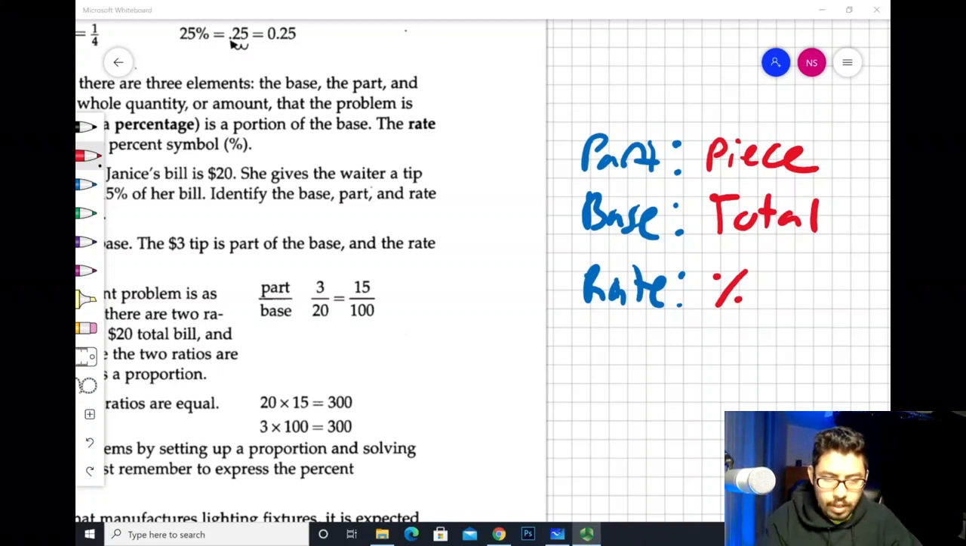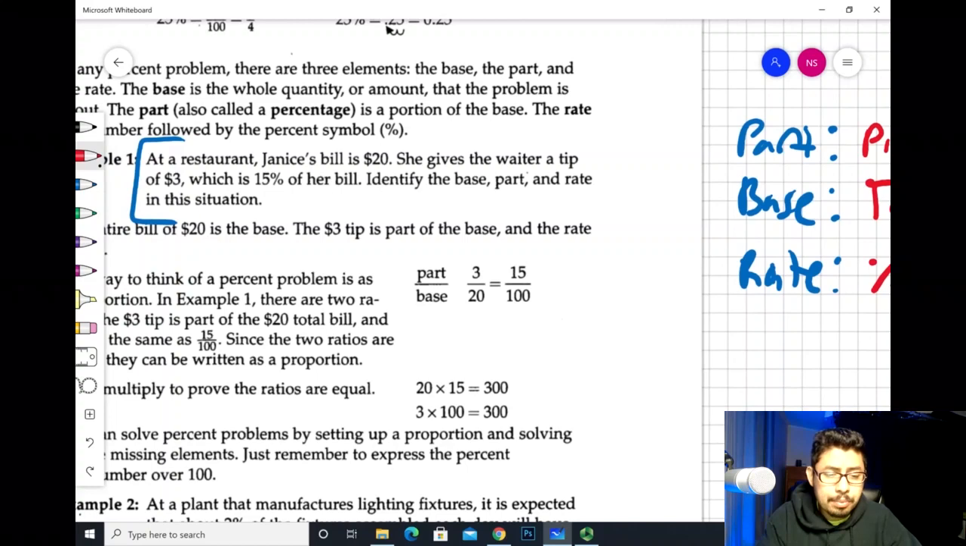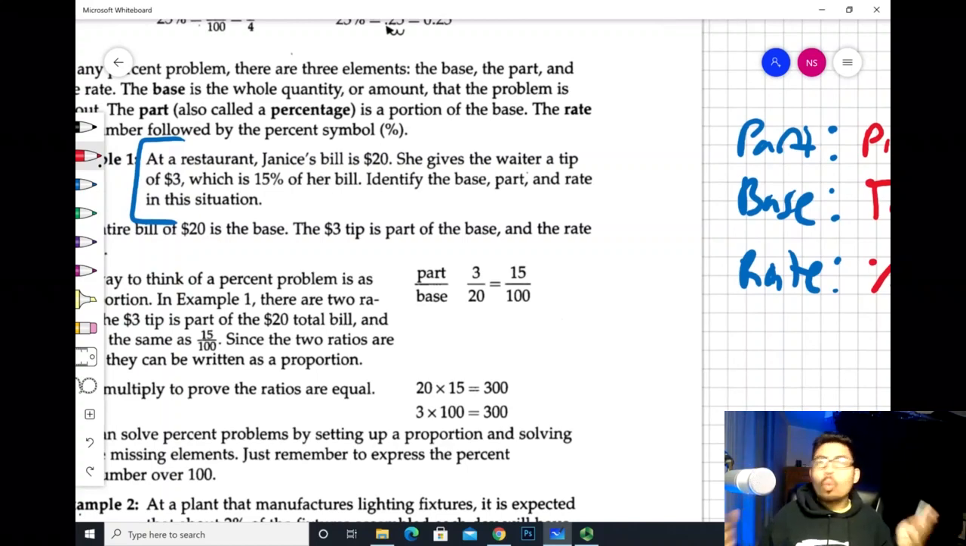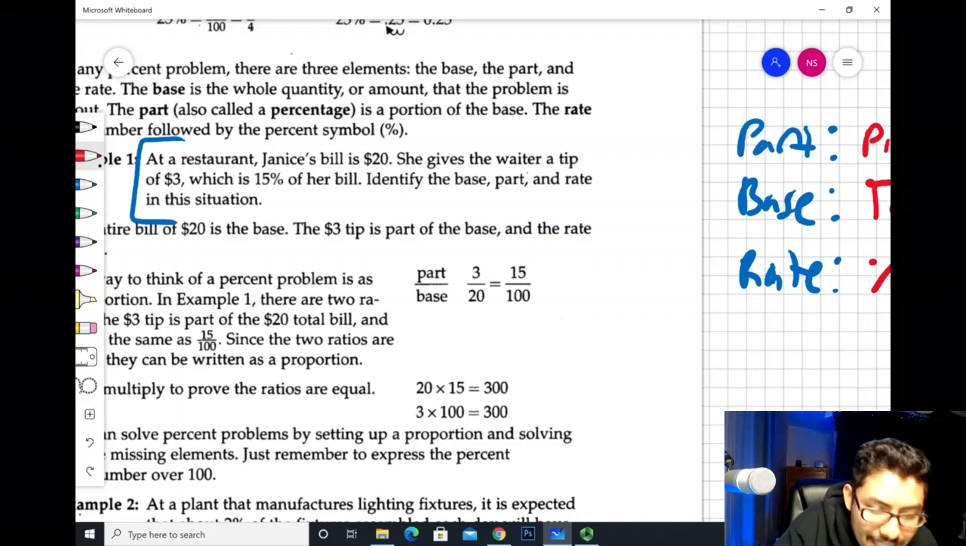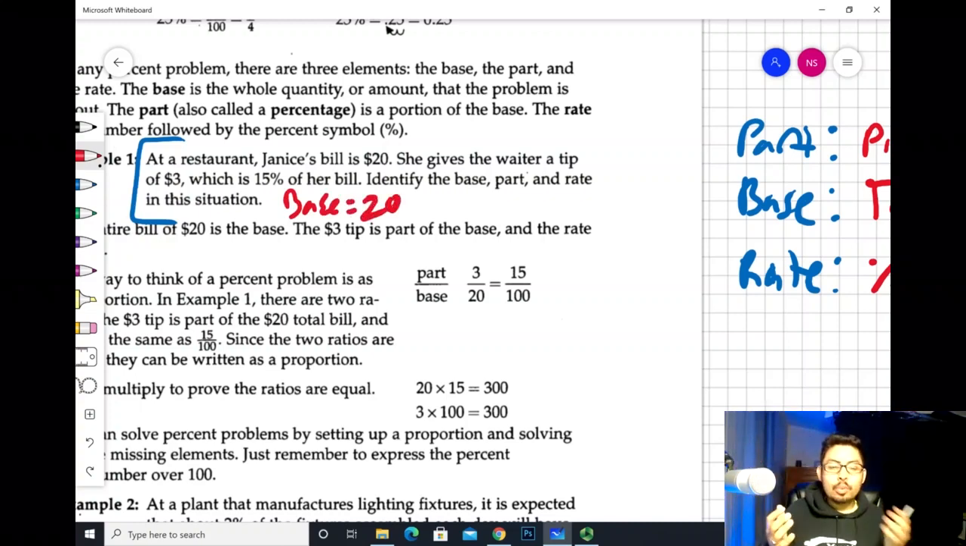So let's just look at it in this specific example. At a restaurant, Janice's bill is $20. The bill was $20. What do you think that 20 is? Is it the part? Is it the base? Is it the rate? That's the base, my friend. The base is the $20, because that's the total amount. In this situation, the total amount of the bill. Obviously, every word problem is different, right? But you're looking for that total amount.